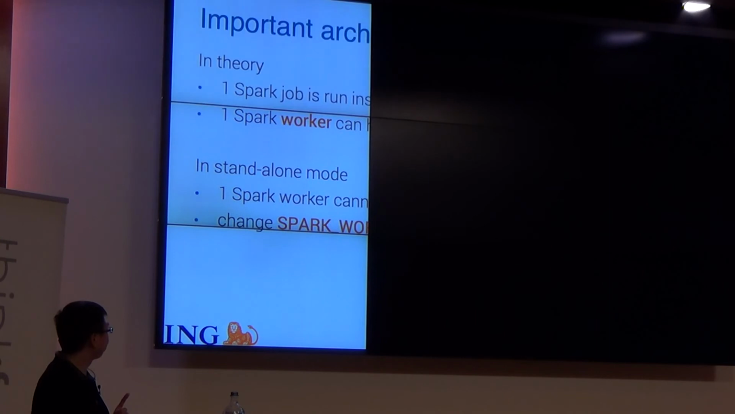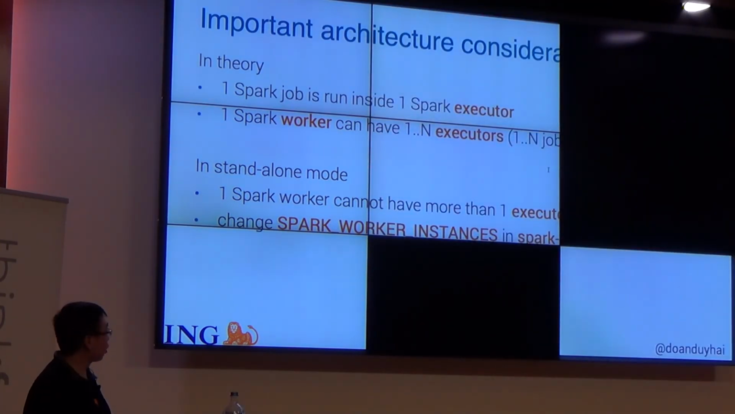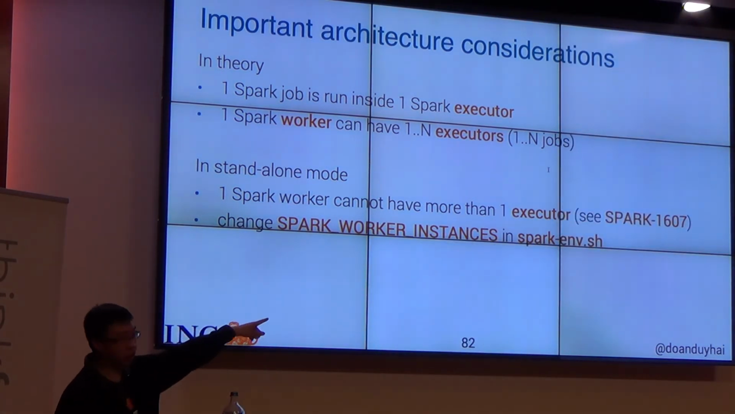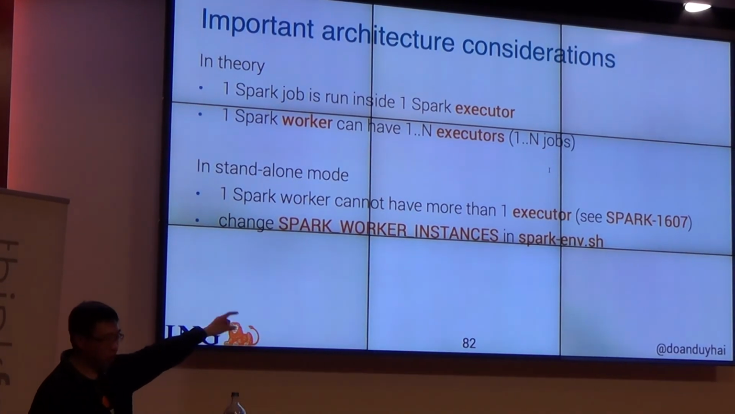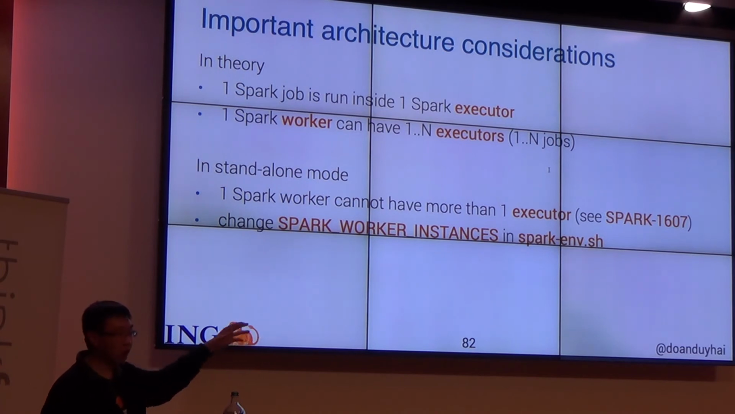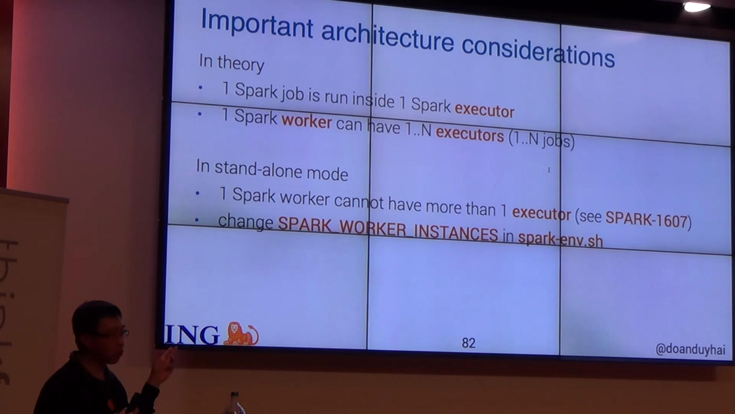One executor is dedicated to one job. But in the standalone mode, there is a Spark Jira here, there is a bug. One Spark worker cannot have more than one executor. So if you want to run many jobs in parallel, you need to start many workers on the same machine, in the standalone mode.